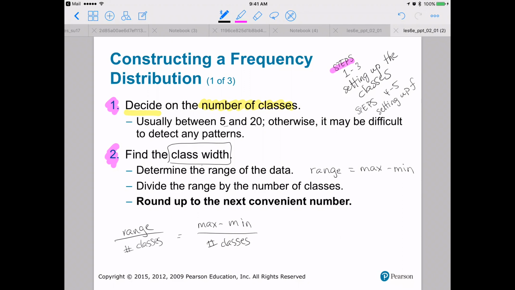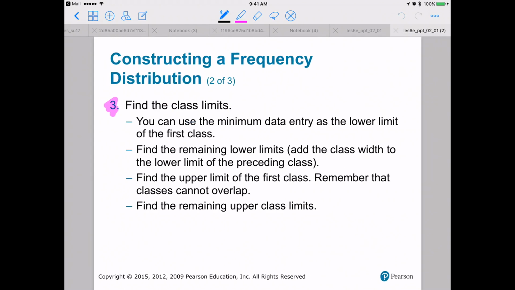And then you're going to round it up to the next convenient number. So it might be that a convenient number is the next integer. It might be that it's a decimal. It depends on the data set that you're working with. Okay, once you've found the class width, now it's time to set your class limits. So you've got upper limits and lower limits.